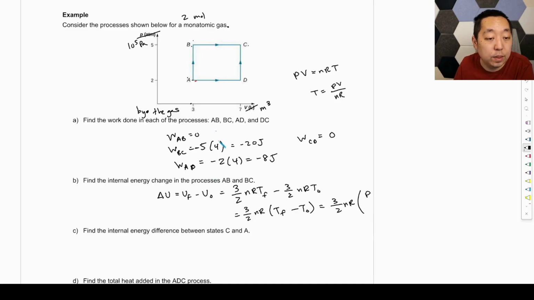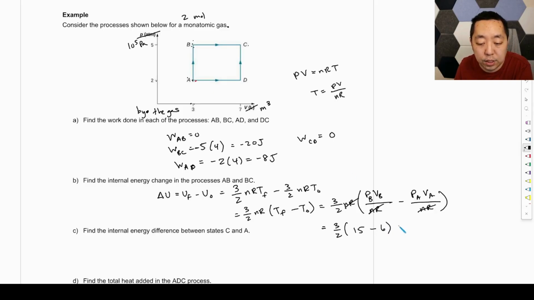So if we're going from A to B, we're going to look at the pressure at B times the volume at B over nR, and then minus the pressure at A times the volume at A over nR. So the nRs are going to cancel if you distribute that. So it just becomes 3/2 times the product of pressure times volume at B. That's going to be 5 times 3. And then minus the pressure at A, which is 2, times the volume at A, which is 3, so minus 6. This is going to be 9. It's going to be 27 over 2. What's that? 13.5 joules. Okay, so that's for AB.